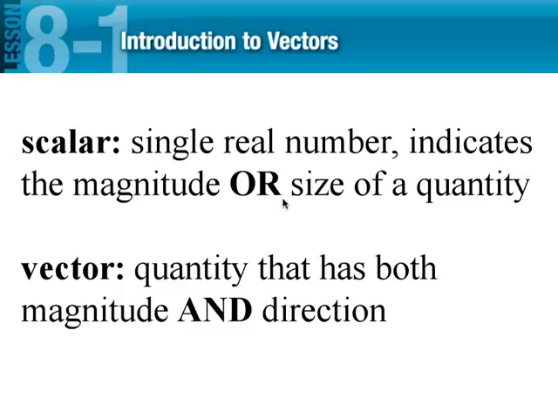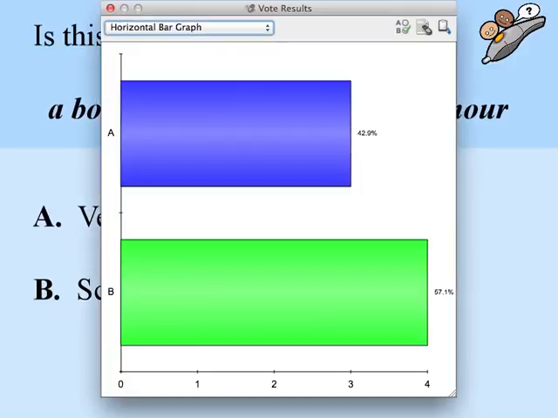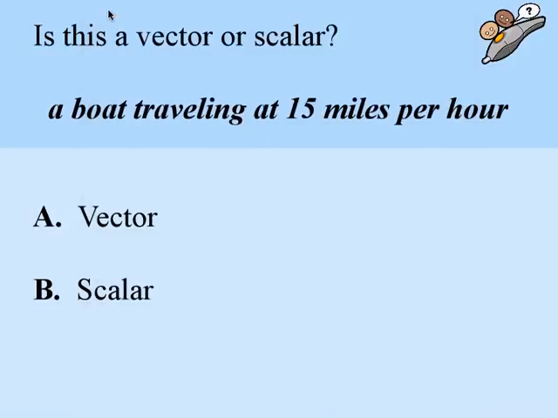Okay, so let's look at an example. We'll see how you do. If you don't know, just take a guess. Is this a vector or a scalar? A boat traveling at 15 miles per hour. So what do we think it is? And the answer is scalar. Can somebody tell me why it is not a vector? Because it doesn't have direction.